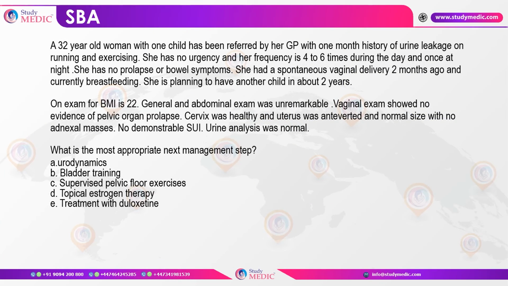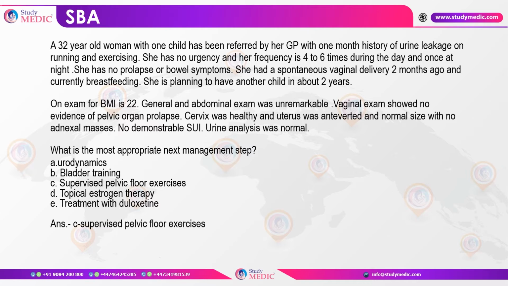Okay, pause the slide again, read the question very carefully. So you have this young woman, she has just delivered 2 months ago, family is not yet complete, and there is no stress urinary incontinence. And what is she complaining of? What would be the next appropriate management for her? Because she is complaining of urine leakage only on running and exercise. The correct option here is supervised pelvic floor exercises.